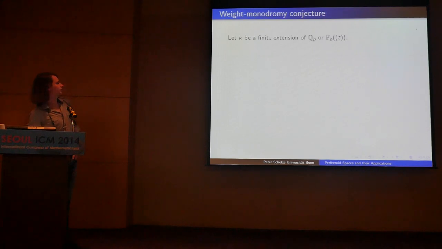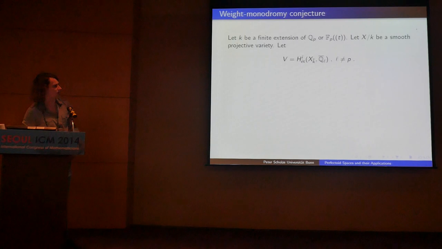So what's this weight monodromy conjecture? It's one of the important open conjectures in the étale cohomology of varieties. So this can be formulated in either of the two worlds. So it's either a finite extension of Q_p or of this Laurent series field. And over it, we have some smooth projective variety, so a smooth closed subvariety of projective space. And so associated to it, we have by Grothendieck its l-adic cohomology groups, where l is a fixed prime which is not p. You might also formulate some conjecture for l equals p, but I won't talk about this.